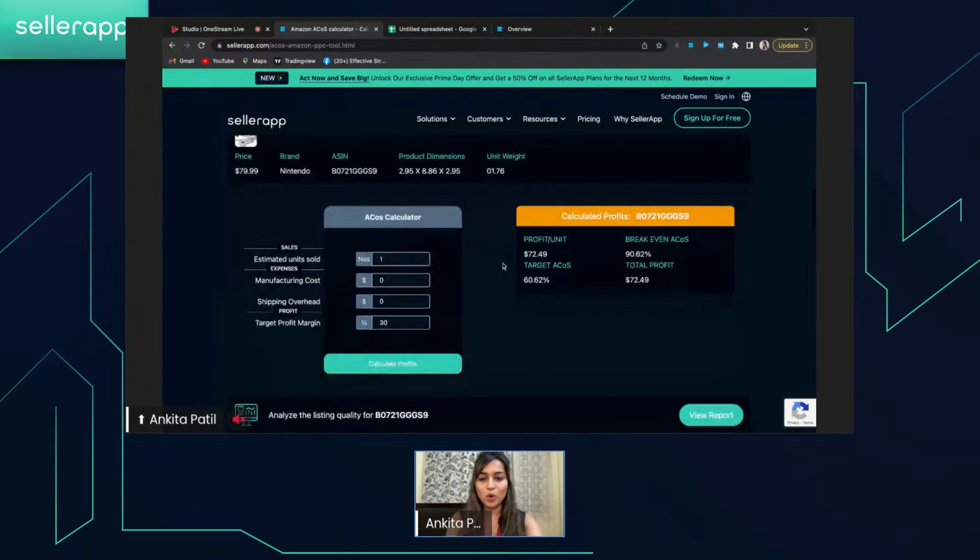Now, here lies the important metrics, that is profit per unit. You have $72.49, the break even ACOS, that is 90.62 percent, target ACOS is 60.62 percent, and total profit will be $72.49. So, this is the overview of the break even ACOS and the target ACOS you're going to get.